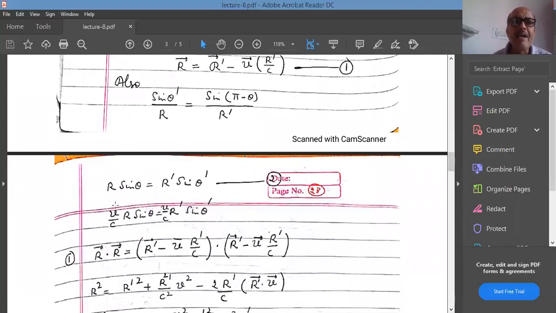So we will call them equation number 1 and equation number 2. Now I have multiplied equation number 2 on both sides by V upon C. So it becomes V upon C into R sine theta equal to V upon C into R dash into sine of theta dash. Now I will take the square of equation number 1 on both sides. You already know that the square of a vector is nothing but the dot product of the vector with the same vector. So taking the square of equation number 1 means taking the dot product of R with R.